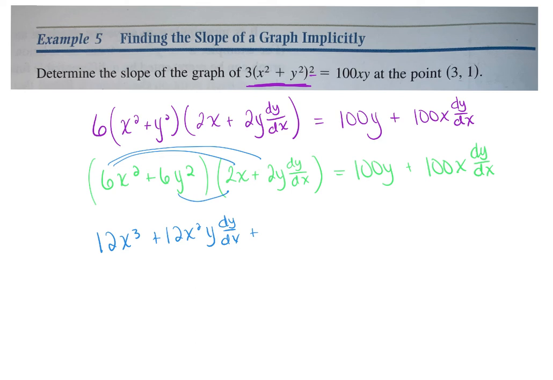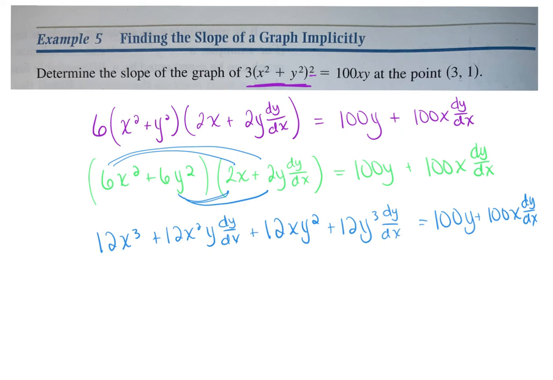Then I'm going to multiply the 6y squared and the 2x. So it's going to be 12xy squared. Then these two, that's going to be 12y cubed dy dx. And over here, it's as simple as it gets already.